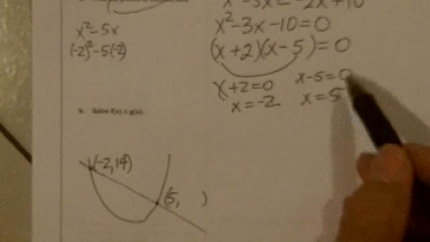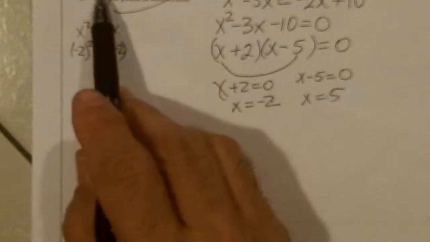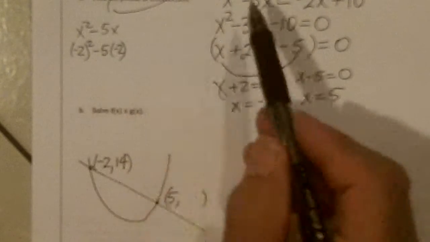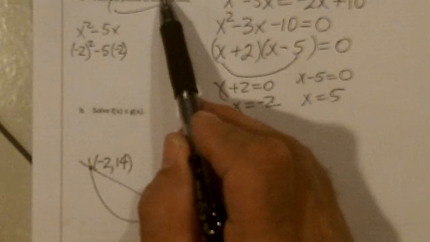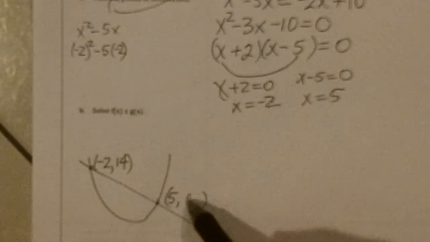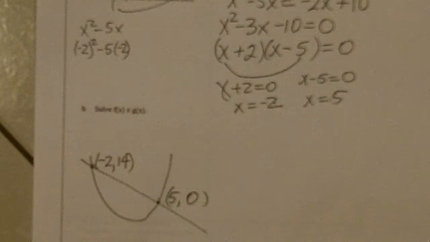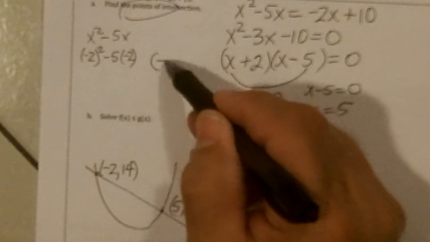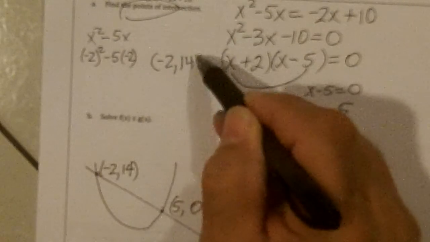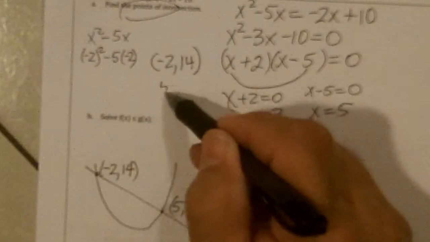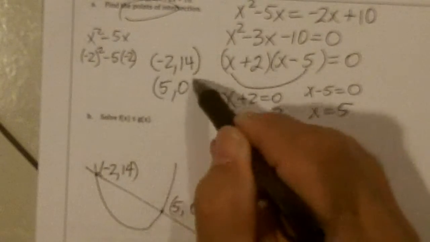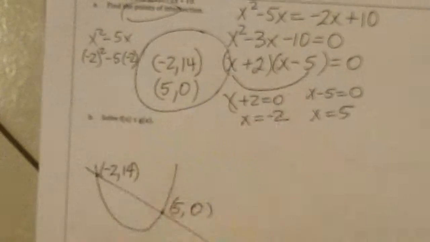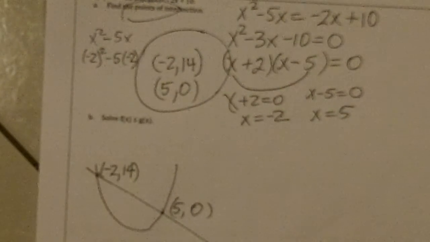And probably if I put 5 into both of them, it should work. That would be 25 minus 25 is 0. Or -2 times 5 is -10 plus 10, 0. So I get 0. So the intersection points are (-2, 14) and (5, 0). That's the answer to part A.